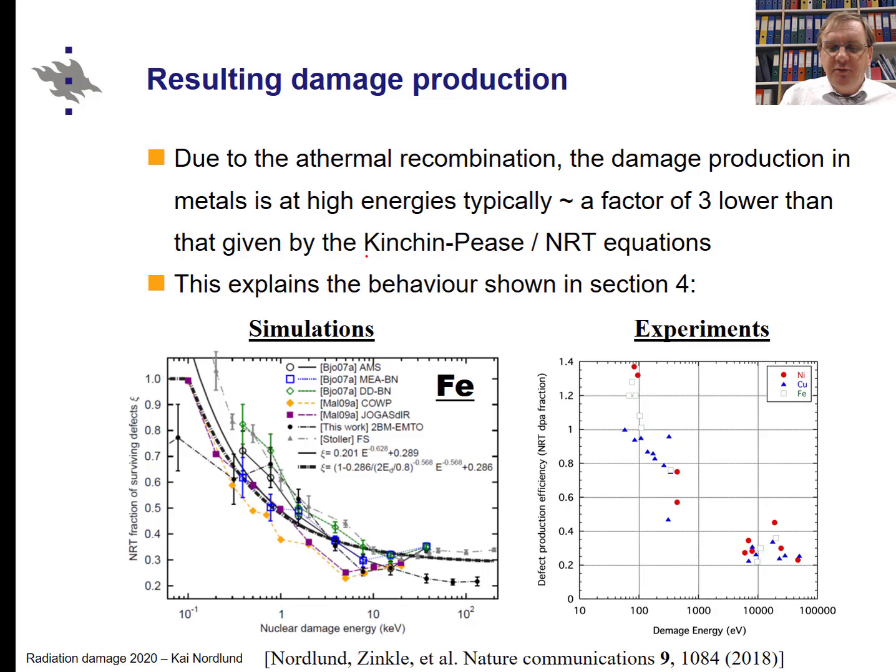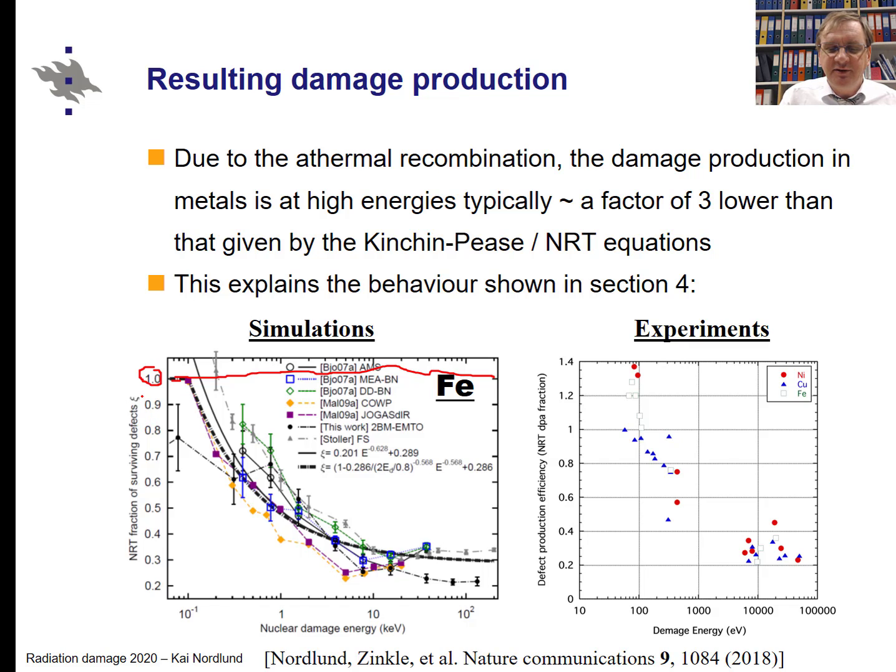And because of this, if you compare the damage production with the Kinchin-Pease or NRT equations, which were introduced in previous sections of this course, you notice that you fall below it, because the Kinchin-Pease NRT predicts energy dependence which is linear with the energy, but what you observe is much less. And this is partly the same data as in the previous plot compared to the NRT level. So in this plot, NRT would be exactly 1. Okay, this line should be straight. So you should have 1, but in reality you observe less than the NRT prediction.